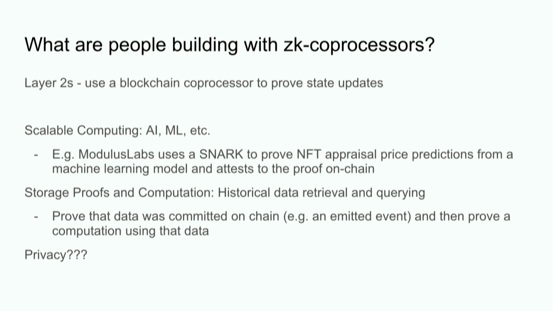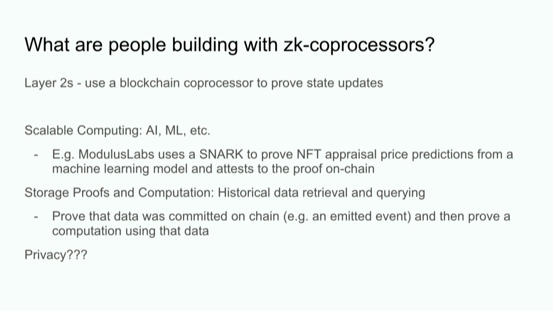The use cases here that I've seen the most are AI/ML. For example, Modulus Labs has a setup where they're using snarks to prove, and this is literally one of the things they're doing, an appraisal price prediction from a machine learning model. I think it's a gradient descent algorithm. They're generating snark proofs and attesting the proof on-chain, and then they have a snark-proved prediction.